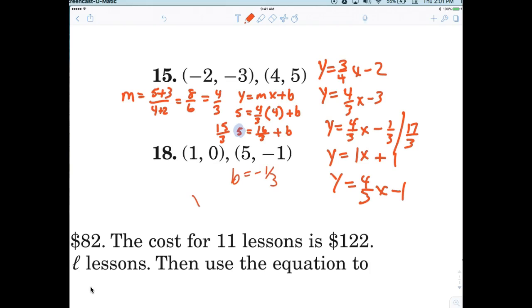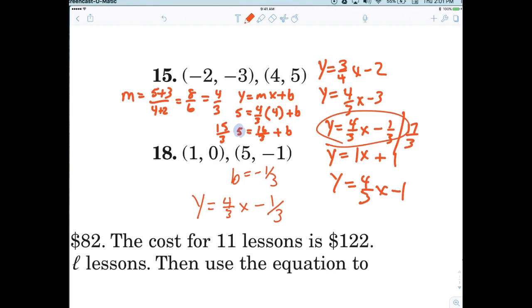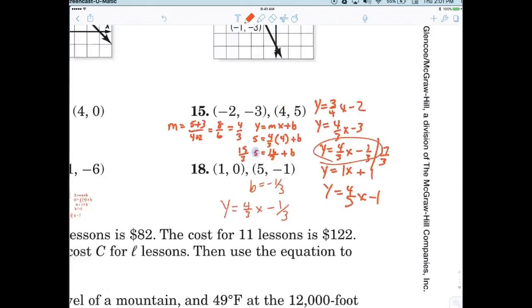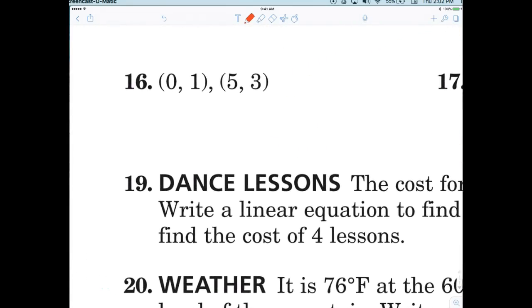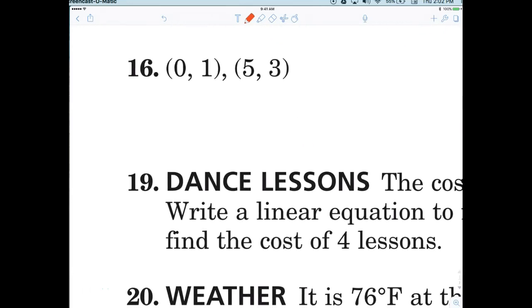So my answer is y equals 4/3 x minus 1/3. If you got that one, pat yourself on the back. That's very, very nice. All right. Now, let's go ahead and talk about 16. I want everybody to highlight 16 for me.